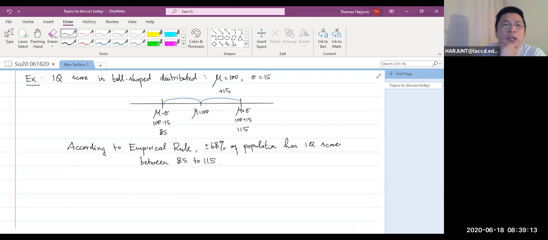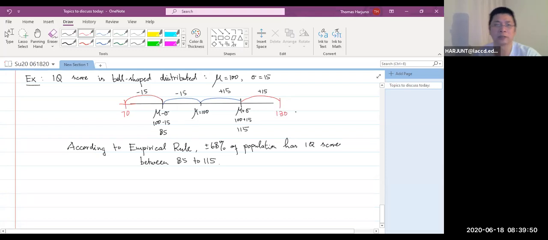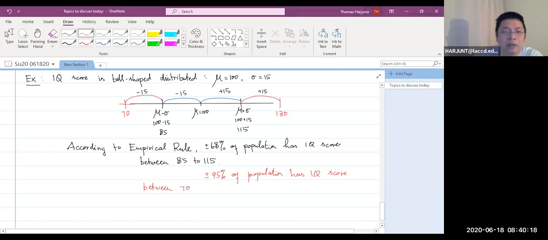Then suppose we go 2 standard deviations away from the mean. So I add another 1 standard deviation to the right from that 115, and then subtract another 1 standard deviation to the left of that 85. So what is the number here? Subtract 15 from 85, I get 70 here. And then if I add another 15, I get 130 here, right? Okay, so according to the empirical rule, approximately 95% of the population has an IQ score between 70 and 130.